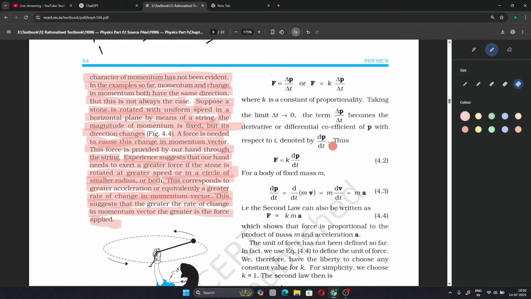Basically, we need to apply more force when the stone is spinning with faster speed and when the radius of the string is less. This corresponds to the stone gaining greater acceleration, and equivalently we can define greater acceleration as a greater rate of change in the momentum vector. This suggests that the greater the rate of change in the momentum vector, the greater is the force applied. Higher the change in momentum vector, higher the force we apply.